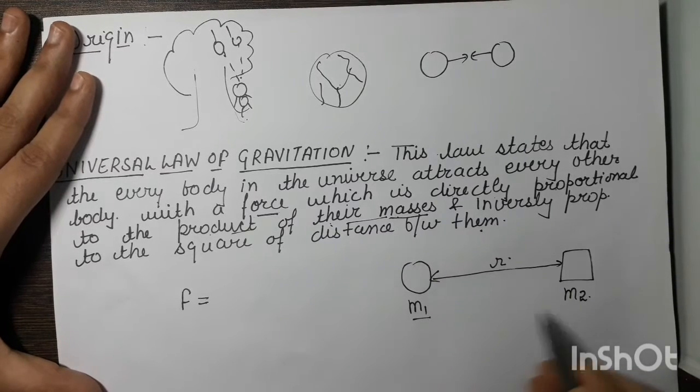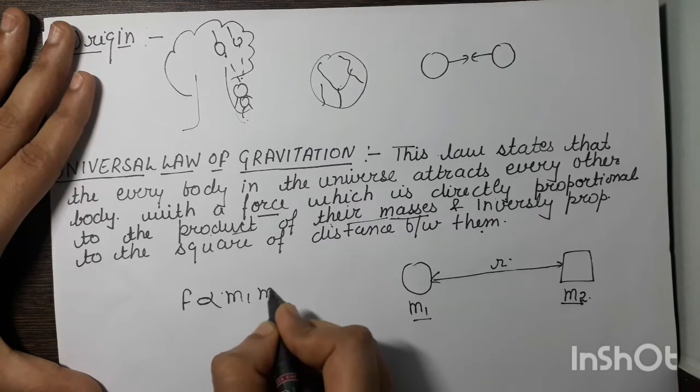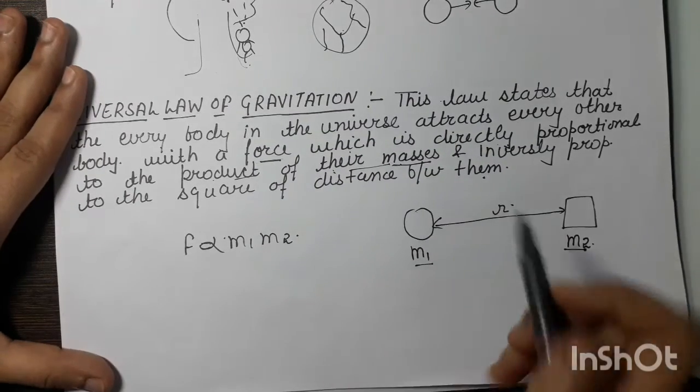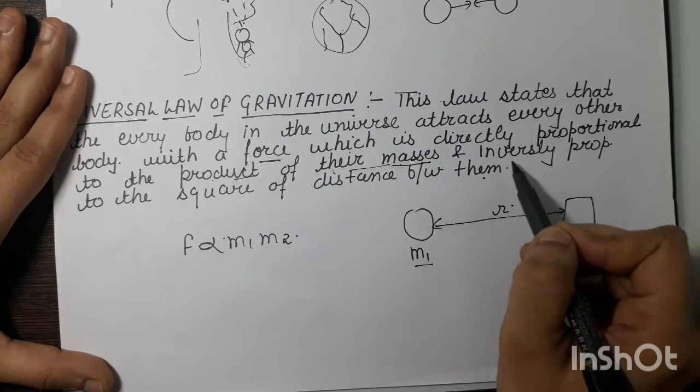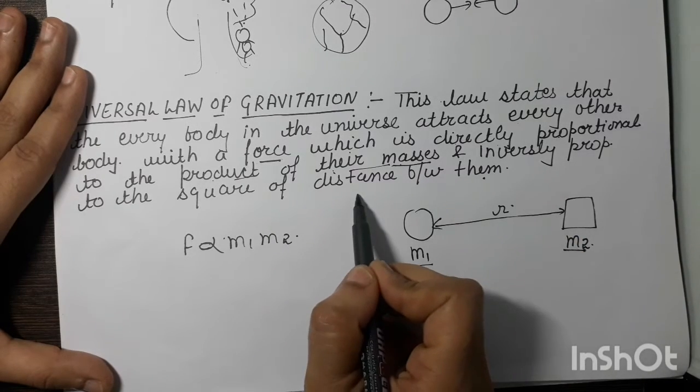So m1 and m2 are the masses of the objects. So it will be directly proportional to the product of m1 and m2. And now according to the second condition, this force will be inversely proportional to the square of distance.